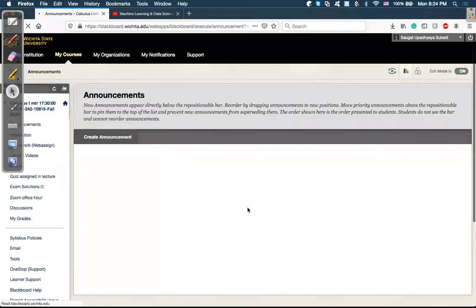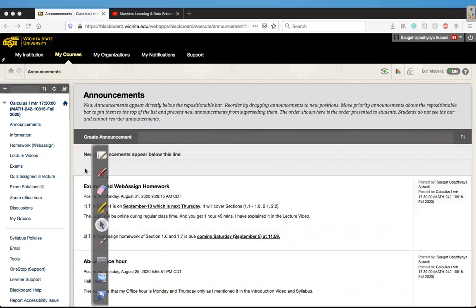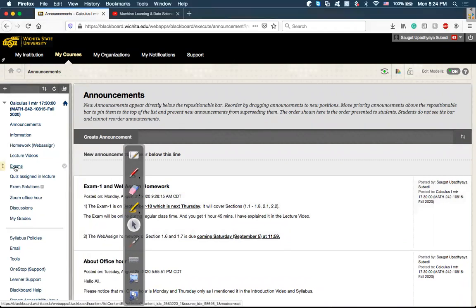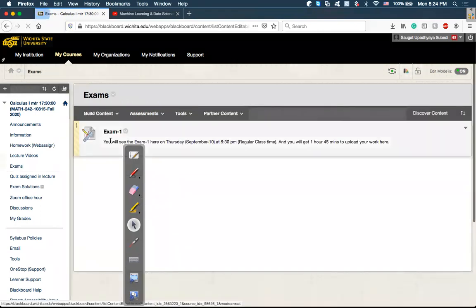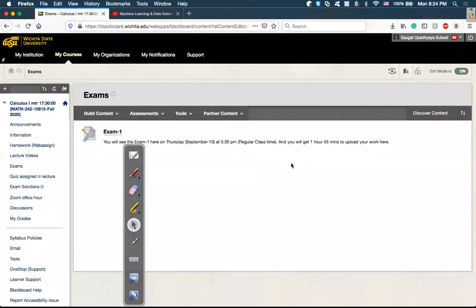How you're going to see the exam is, you can see this tab here, right? Exams. If you click there, I have already created a tab, but now you cannot see anything. But you will see the exam at 5:30 p.m. You will see the PDF file here, so open that PDF file and you will see the exam.